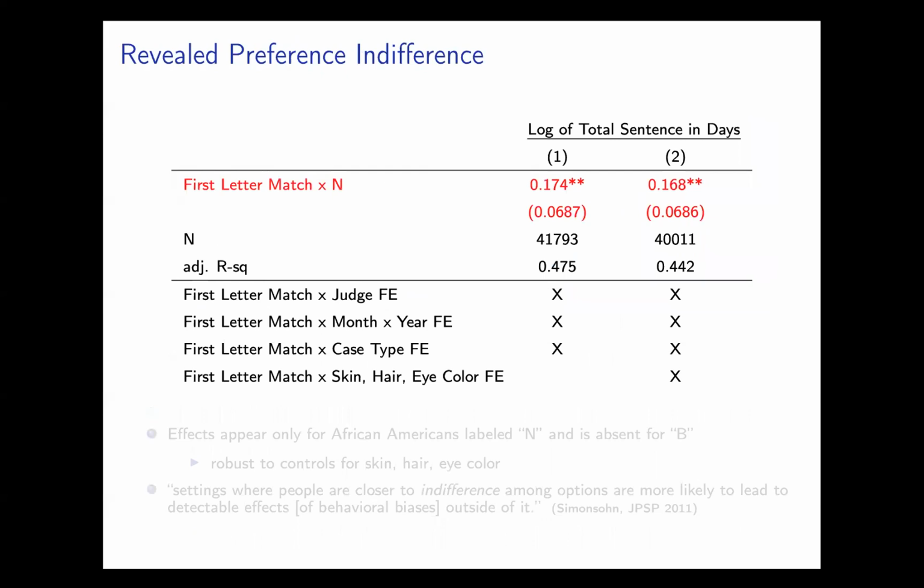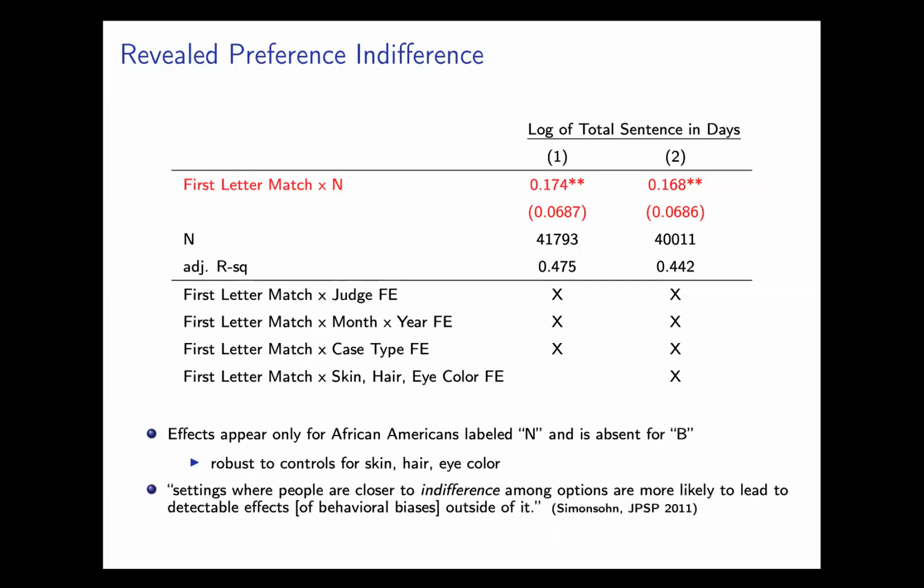So in New Orleans, we can see that the effects appear only for African Americans labeled as N, and are absent for those labeled as B. And it's making salient this concept of revealed preference and indifference, where if certain groups are not recognized, not respected, the judges may be closer to indifference between options, making it more likely to see the effects of these behavioral biases.